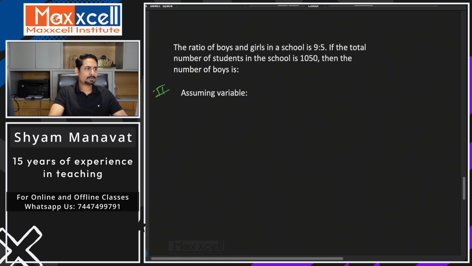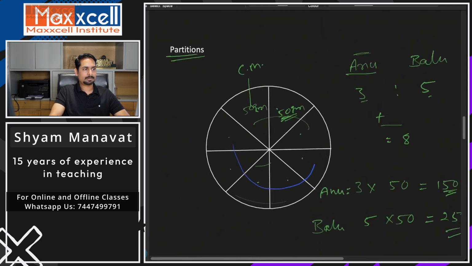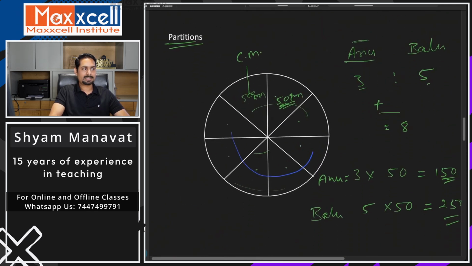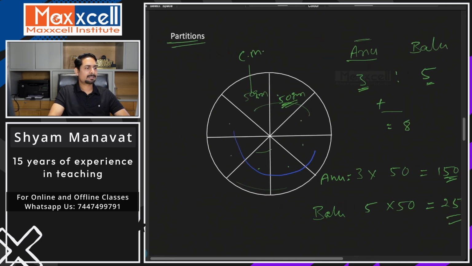In the assuming method, we say boys to girls are in ratio 9:5, and now we will assume the number of boys and number of girls. Do you remember common multiple? Same example, pizza example. Here the common multiple is 50. We multiplied the ratio portion by 50 to get the actual value, right?